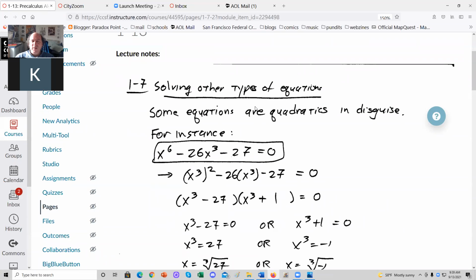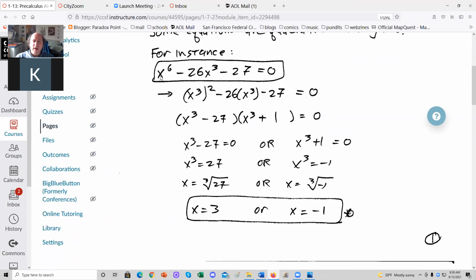Here we have other kinds of equations, which are basically quadratics in disguise. For example, x to the 6th minus 26x cubed minus 27 equals 0. This looks like a 6th degree equation, which should be a major pain because it's like 6 solutions, maybe some in the complex plane. But really, it's a quadratic in disguise because a 6th power is a square of a 3rd power. So you can rewrite this as a quadratic in x cubed. (x cubed) squared minus 26 (x cubed) minus 27 equals 0.